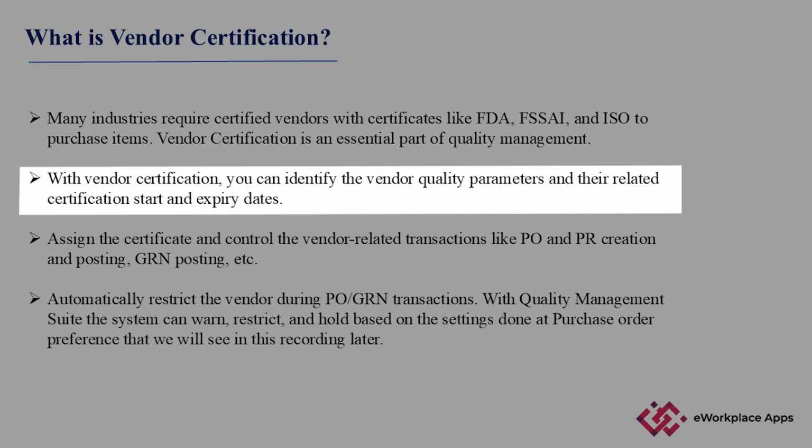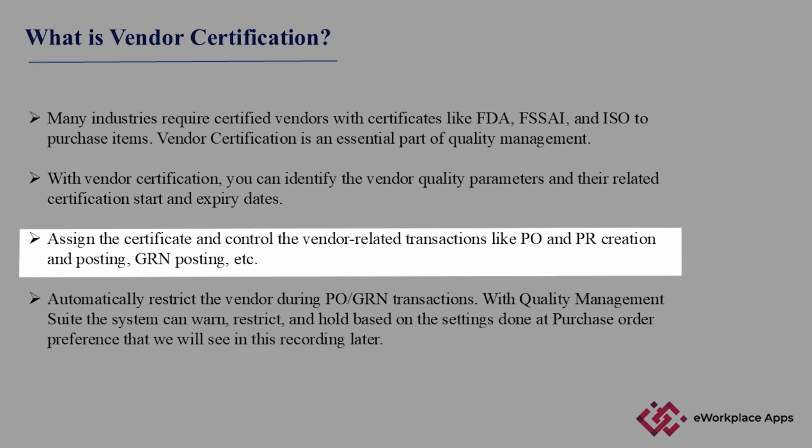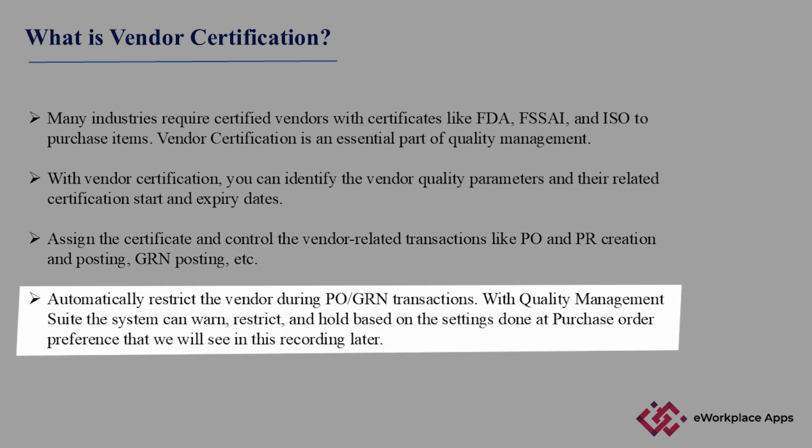You can identify the vendor quality parameters and their related certification start and expiry dates with vendor certification. Assign the certificate and control the vendor-related transactions like PO and PR creation and posting, GRN posting, etc. Automatically restrict the vendor during PO or GRN transactions. With Quality Management Suite, the system can warn, restrict, and hold, based on the settings done at Purchase Order Preference, which we will see in this recording later.